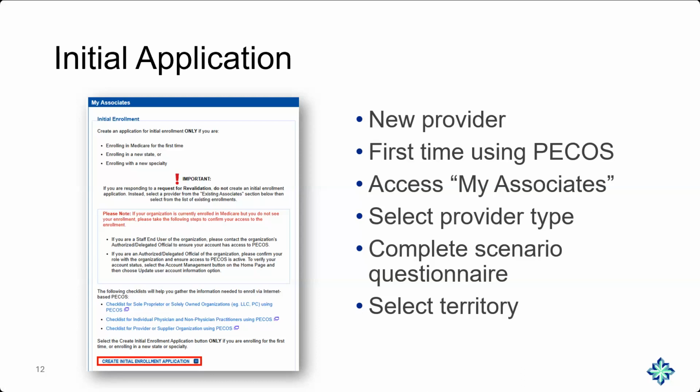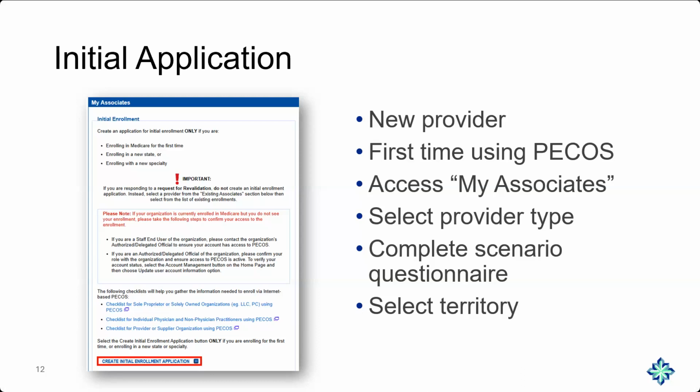So to start an initial application, you're going to click on the box that's highlighted there with the red box around it, create initial enrollment application. This is again going to be for anybody who's new to Medicare, anyone who's using PECOS for the first time, and then it's going to take you through a scenario questionnaire and it's going to ask you to select a territory. So a couple of things here.